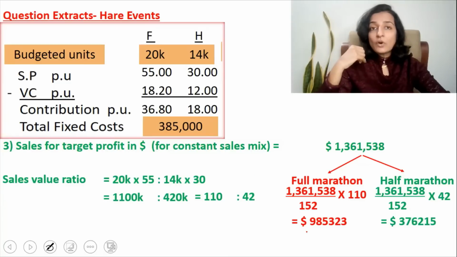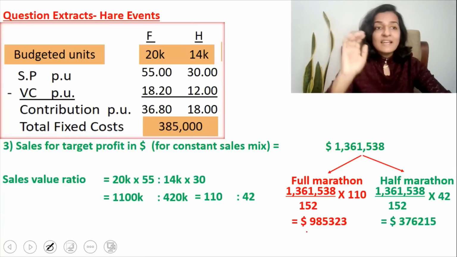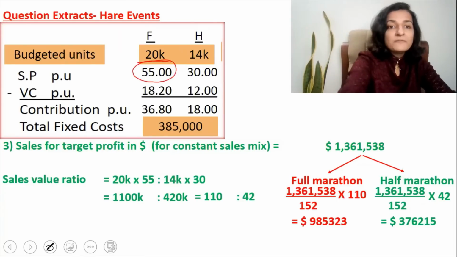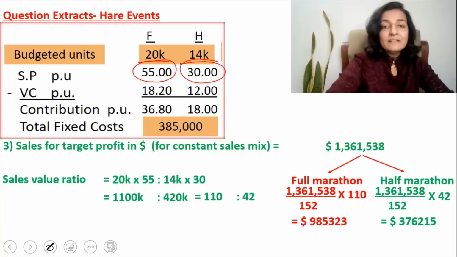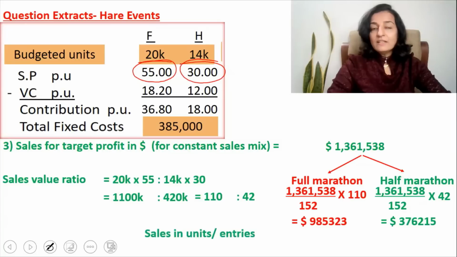So this is the sales in dollar. We don't want the sales in dollar. We want the sales in units. So what should you do? You should divide it by the selling price. The selling price is 55 for the full marathon and 30 for the half marathon. So dividing it by the selling price, we get the sales in units, or the sales in entries.